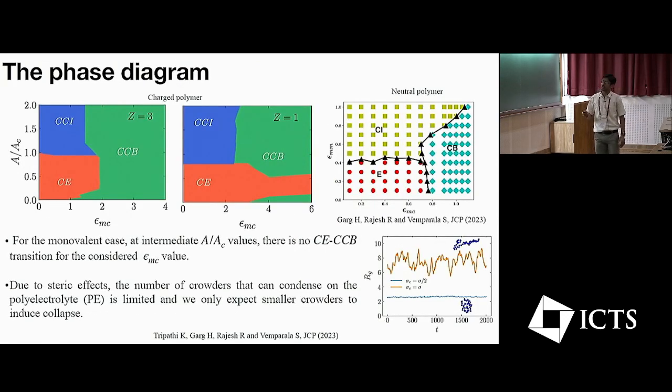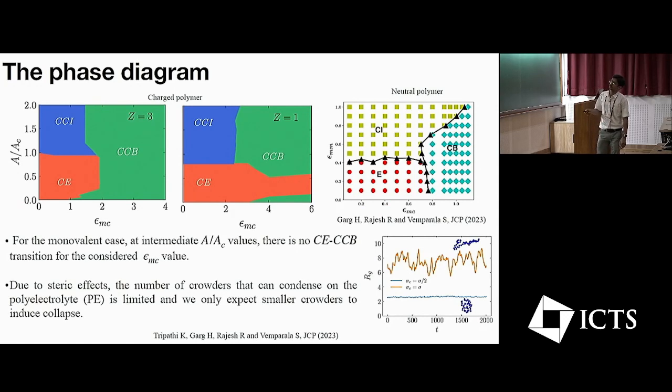This is what our phase diagram looks like, for Z equal to 3 and 1. We primarily find three different phases. C is the extended phase, when there are no crowders or less attraction with the crowder and less charge density. As we increase the charge density, we see a CCI phase, the collapse induced due to the counter ions, and then CCB, the collapse induced due to the bridging neutral crowders, right? And this has been observed for all valencies, Z equal to 1, 2 and 3.